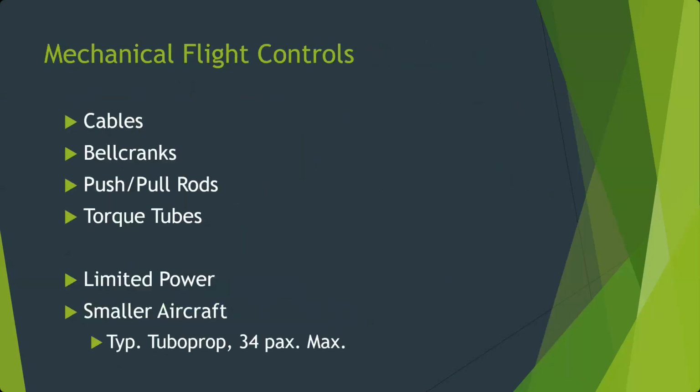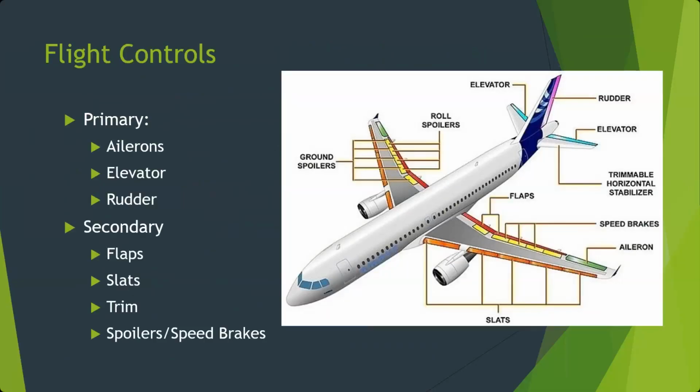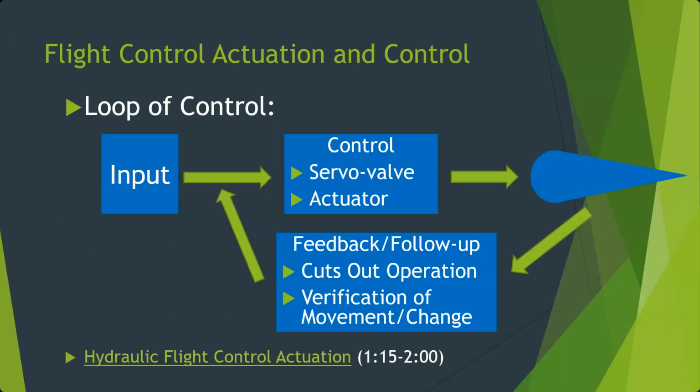So I'm going to go back a little bit to the beginning since this was part of a recorded lecture. Just a quick reminder, flight controls, ATA 27. You should be familiar with all your primary flight controls, some of the secondary flight controls at this point. The new ones that you may not have seen before are things like slats, trimmable surfaces versus trim tabs, and then spoilers and speed brakes, and we'll talk about all those in detail one at a time.